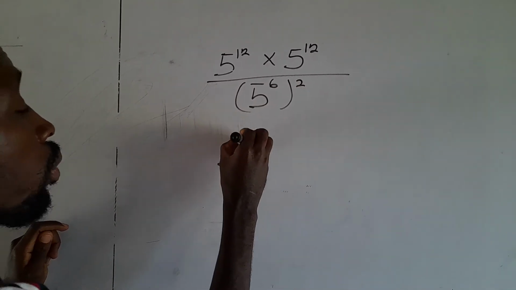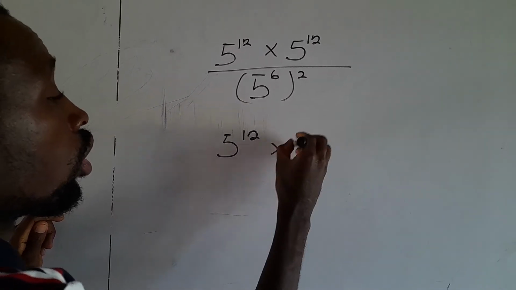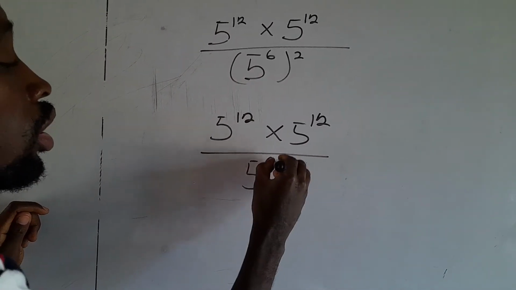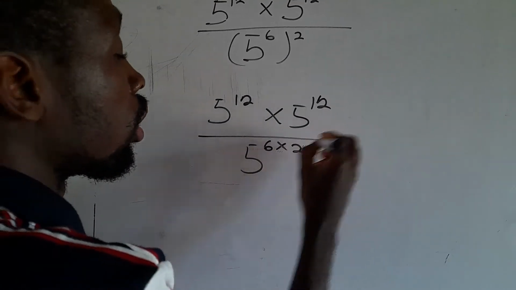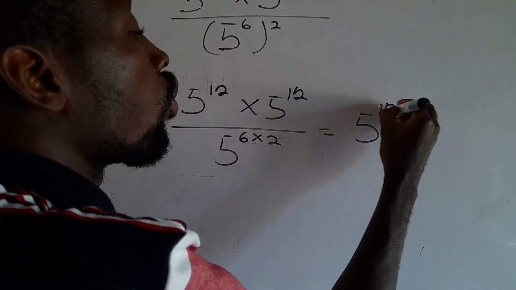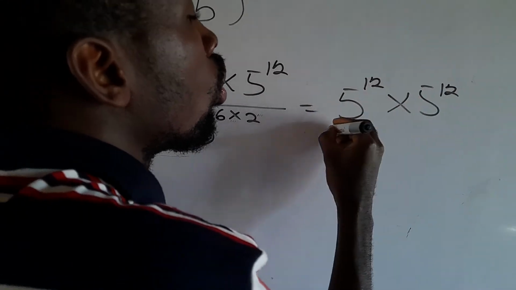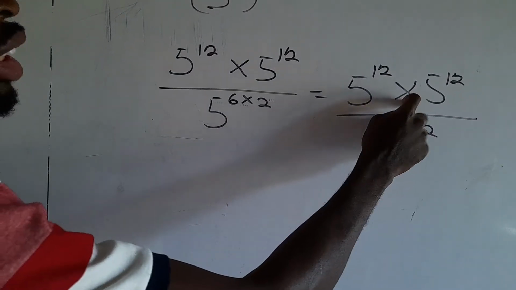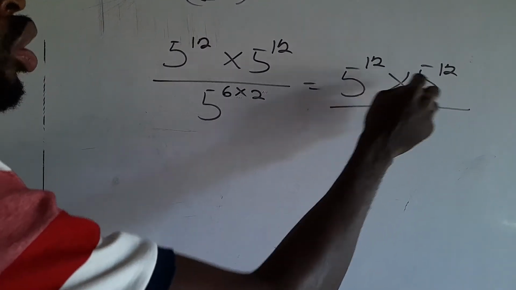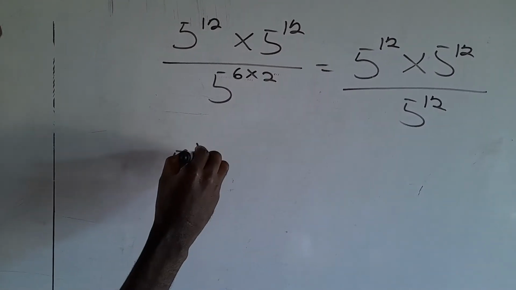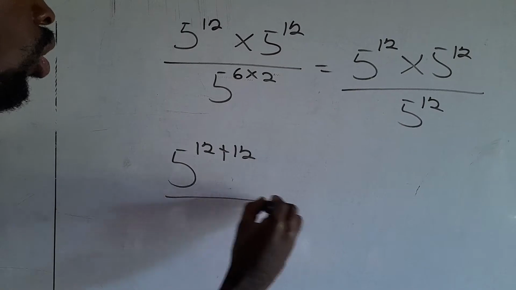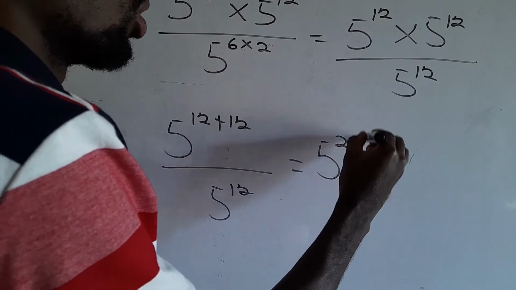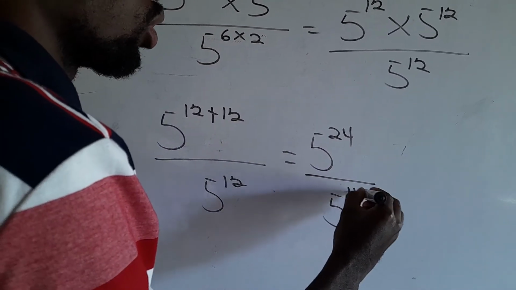So we have the top, the numerator, 5 exponent 12 times 5 exponent 12, all over 5 exponent 6 times 2. So what are we getting? We'll get 5 exponent 12 times 5 exponent 12 over 5 exponent 12. So we apply the first law. Two indices are multiplying with the same base, we'll just add the exponent. So we get 5 exponent 12 plus 12 over 5 exponent 12. 12 plus 12 is 24.